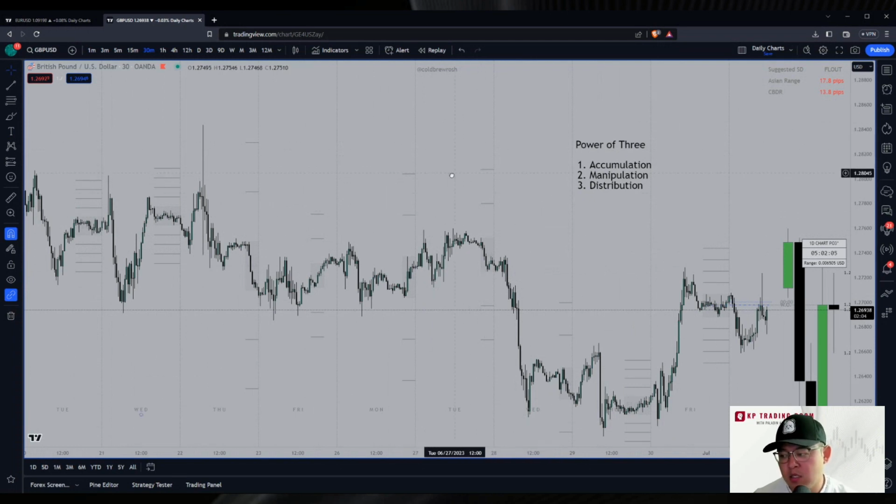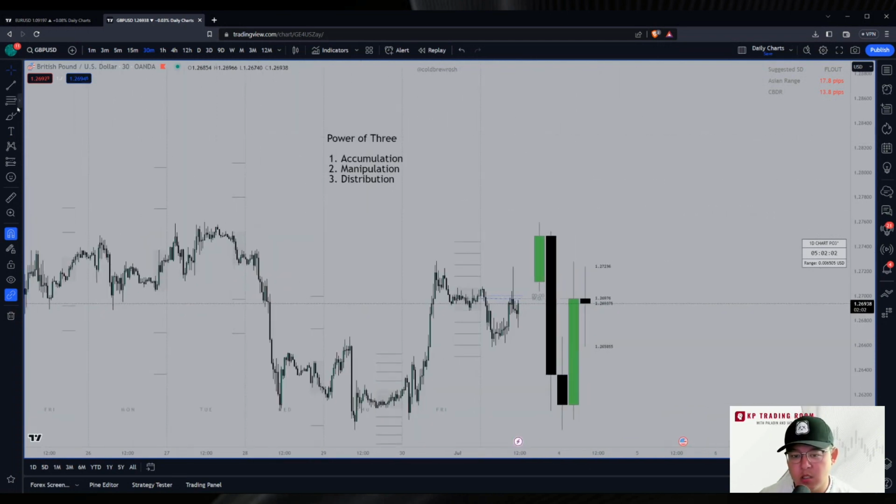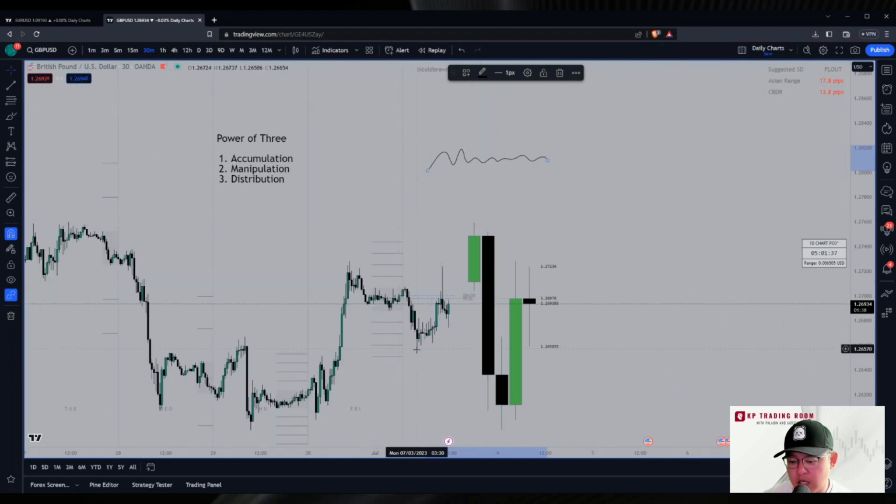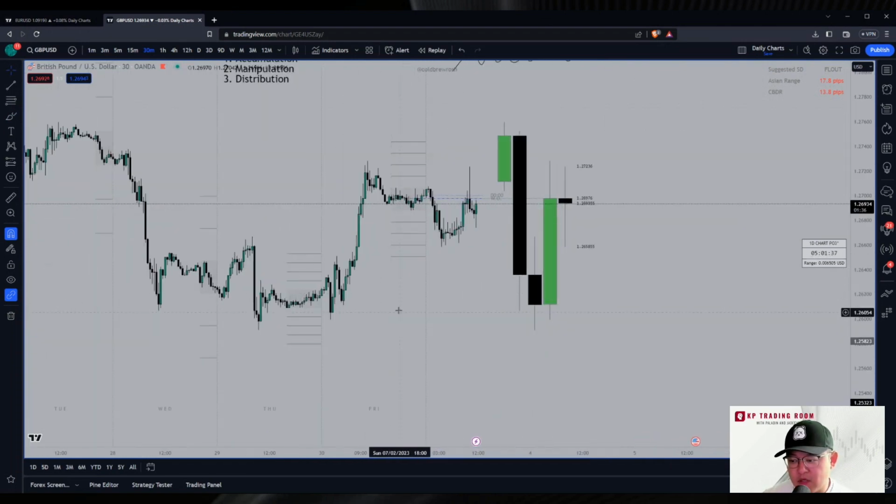So what is accumulation? Accumulation is essentially a period in the market where we have just pretty much sideways action. So that is accumulating orders on both sides of the market. If this market is trading sideways, people are going to be placing buy stops or buy limits and sell stops or sell limits above and below the market. All right, so let's go through and actually find some levels of accumulation.